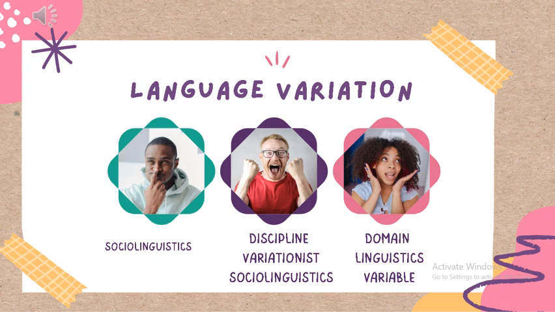Now, the discipline of this research that I'm going to be explaining to you is variationist sociolinguistics, which is the field of study that refers to all of these variations that I just mentioned. The domain is linguistic variable.